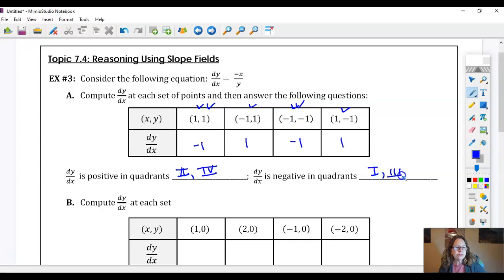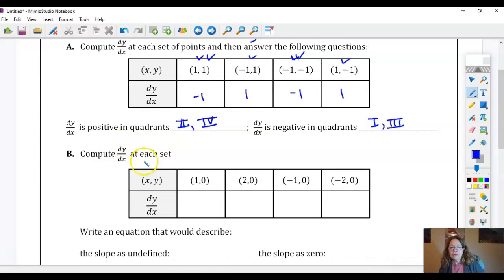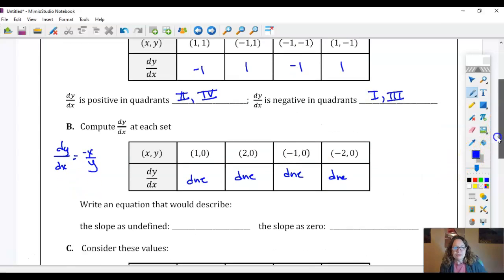Now, these aren't always true. This is of this particular slope field, all right? So we're just looking at one example. So now we want to compute using our original differential equation. So how about the point 1, 0? Ooh, that's not going to work because you can't have 0 on the bottom. So D and E, it looks like all of these are going to be D and E because I have 0 for y. So all of those are not going to exist.